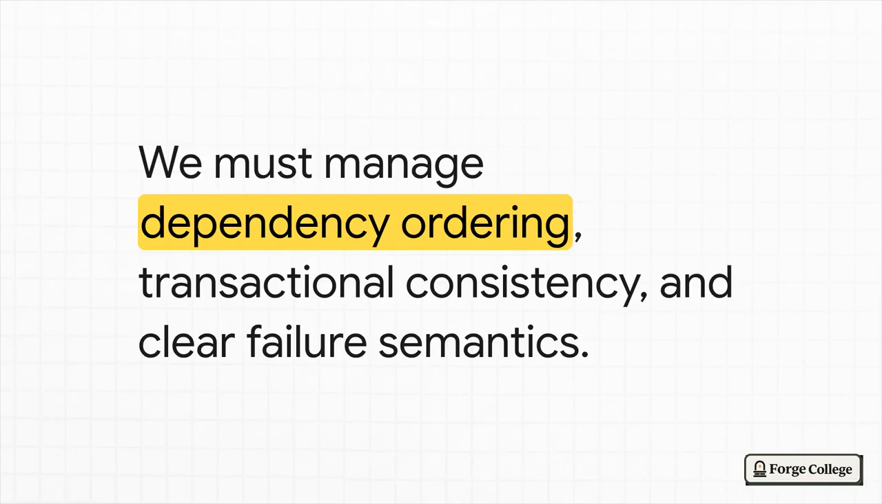When you're composing multiple adapters and modules, you aren't just passing messages back and forth anymore. You absolutely must ensure strict execution ordering, like contract A has to finish before contract B even thinks about starting. You have to maintain transactional data consistency across those boundaries, meaning your state updates need to be perfectly synchronized. And maybe most importantly, you need crystal clear failure semantics, so you don't end up with half your system updated and the other half completely broken.